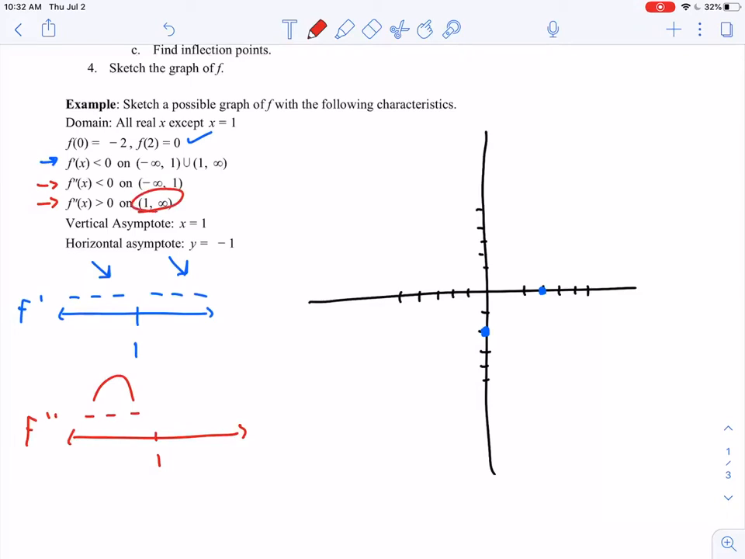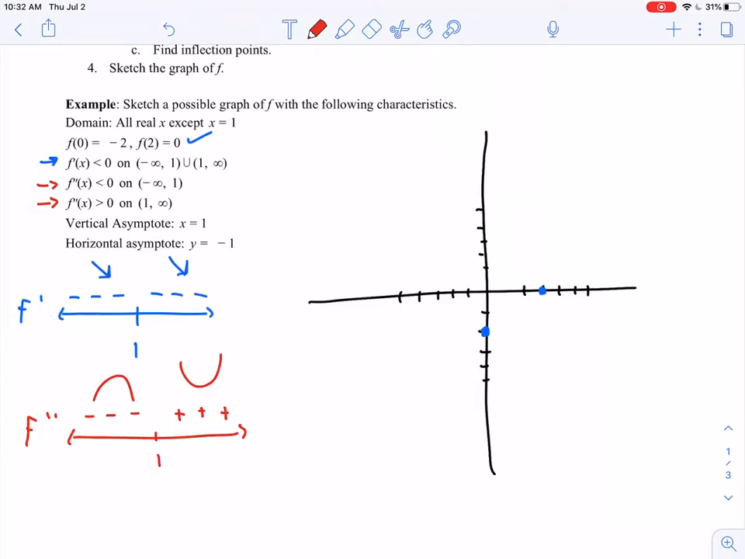On 1 to positive infinity, that's this side of my number line here, it says f double prime of x is greater than 0. So f double prime of x being greater than 0, that means that f double prime is positive. If f double prime is positive, my original function must be concave upward here.